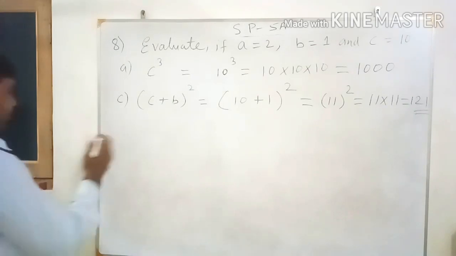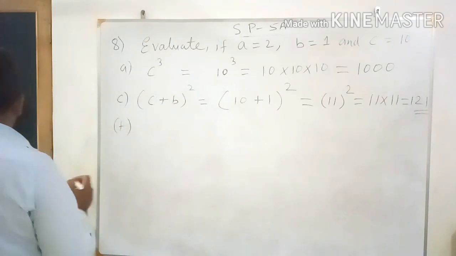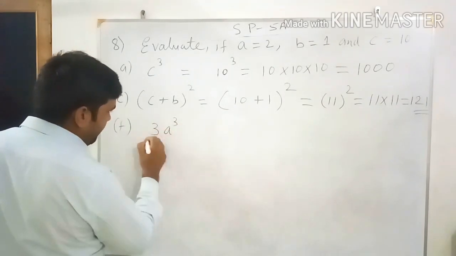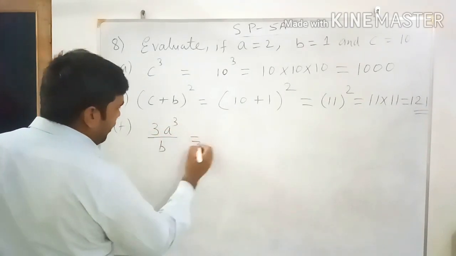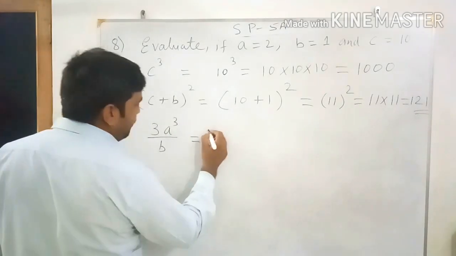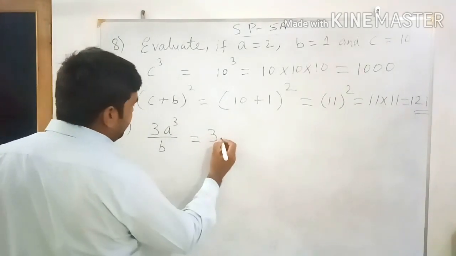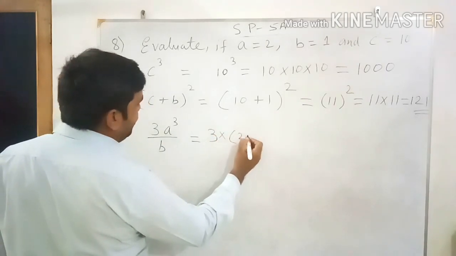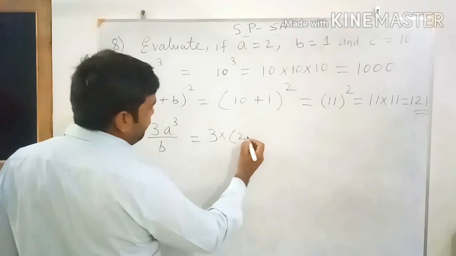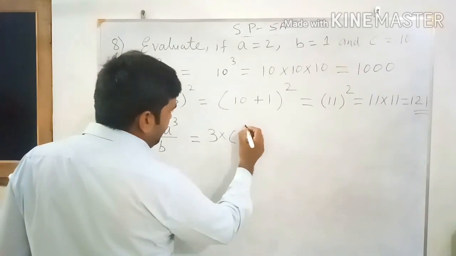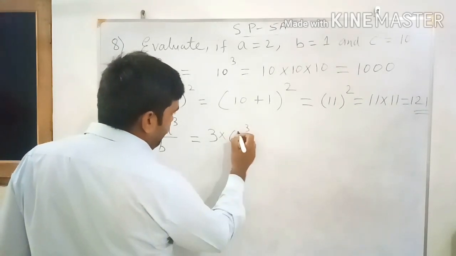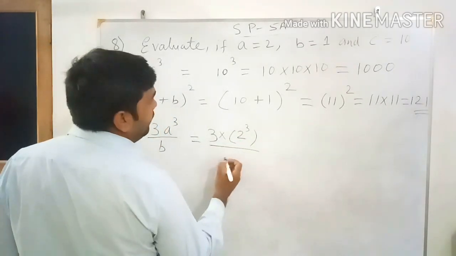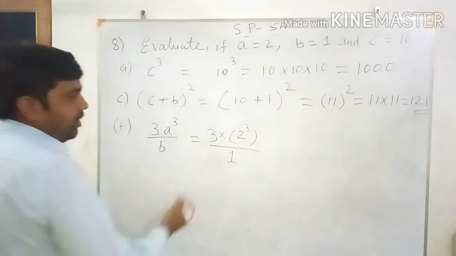is what? F. We are going to solve F. 3a cube by b. Now in the place of the variable we substitute the value of the variable. 3a cube, that is 3 multiply. In the place of a, the value of a is given as 2, so we can write 2 cube upon b. The value of b is what? 1. Now here see what you got.